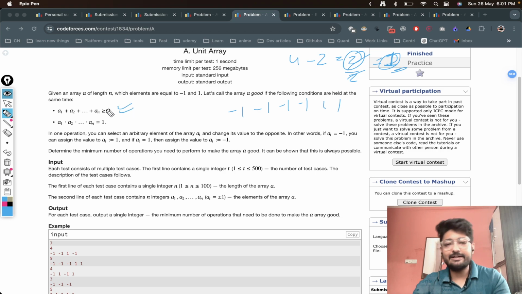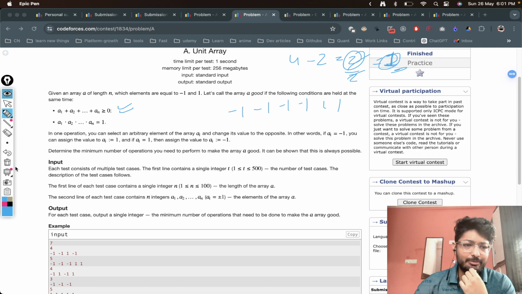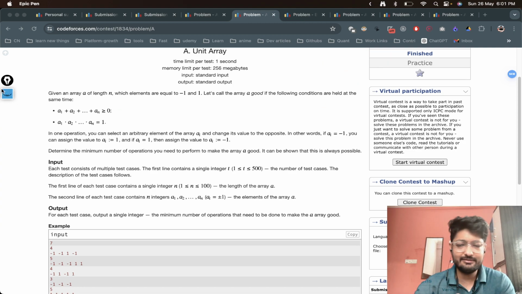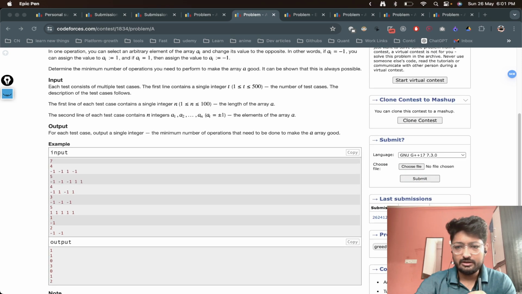And if the first condition is satisfied, we already checked that the number of negatives should be even. If it is not, then I have to do one more flip. That's the only thing. Nothing much complicated. You just have to look at the different cases, and that's it. Let's move on to the code part now.